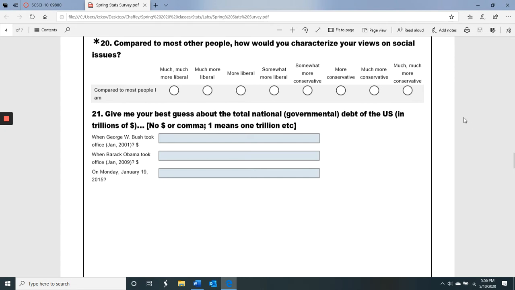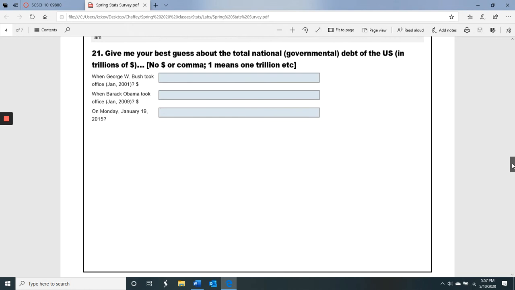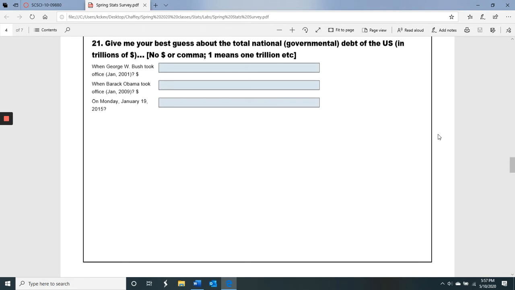20, so we have people rating themselves from very liberal to very conservative. So it's more or less. So more liberal, less liberal, or more conservative, less conservative. You can sort of say either one. It doesn't really matter. And we have the Likert scale, so we say it approximates interval. 21 is dollars. Again, pretty easy. If we see dollars, we know it's ratio.